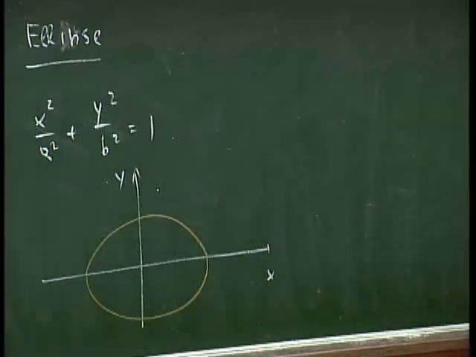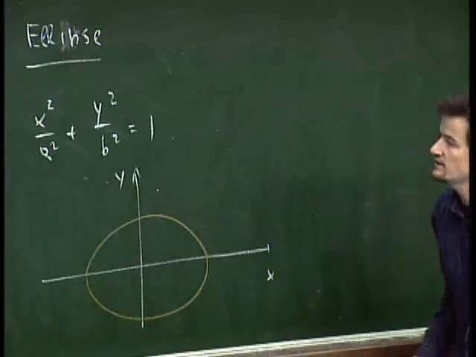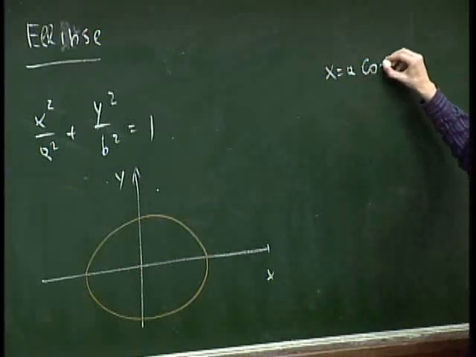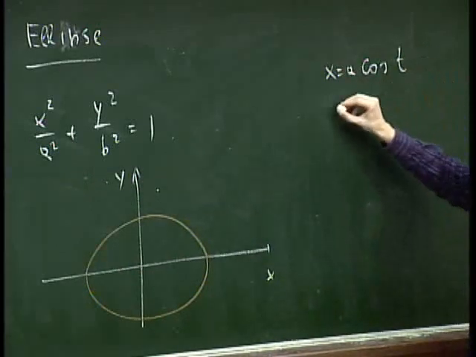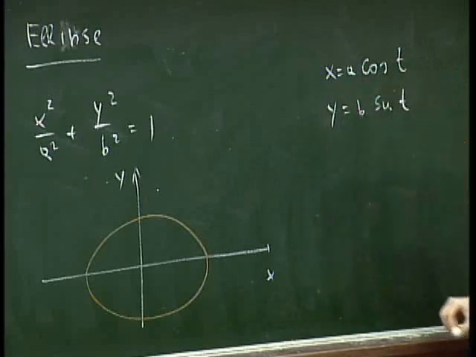Okay, but actually this is not given in parametric equation here, but we can easily find parametric equations by, for instance, this would be a possible choice of parametric equations. So this actually is a parametrization of the ellipse.